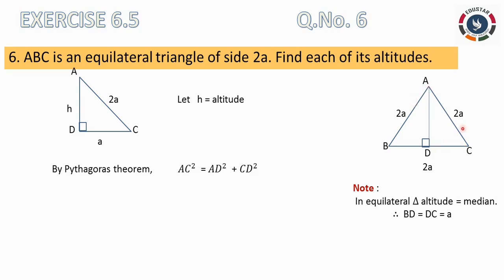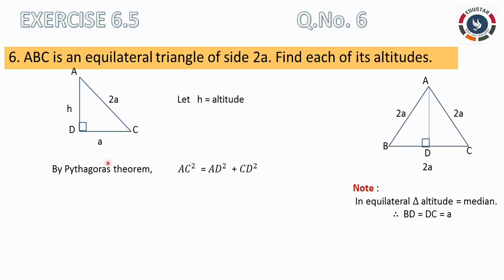What is the hypotenuse in this? 2A. What is one of the sides, DC? It is half of 2A, which is A. So look at this diagram: triangle ADC with measurements A and 2A, and we are going to find the altitude H. Which theorem can be applied here? Pythagoras theorem. So AC square is equal to AD square plus DC square.